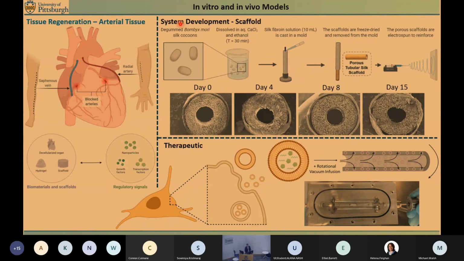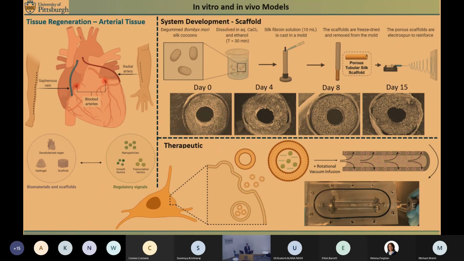The scaffold we used was based on Bombyx mori silk cocoons. You're taking the silk fibroin protein out of these cocoons, dissolving it, and putting it into a cast in order to make it into the right shape. You're then freeze thawing it into a porous tubular silk scaffold and electrospinning it in order to make it more mechanically robust. You'll see some SEM images here, different days of degradation. You can see the inner porous layer here intended to allow cellular infiltration, and then the outer electrospun layer that's making it more mechanically robust.